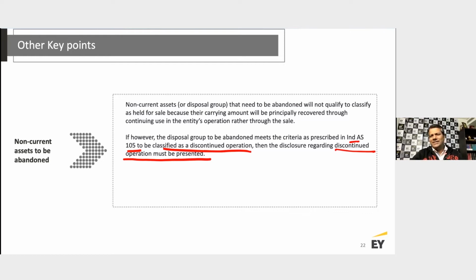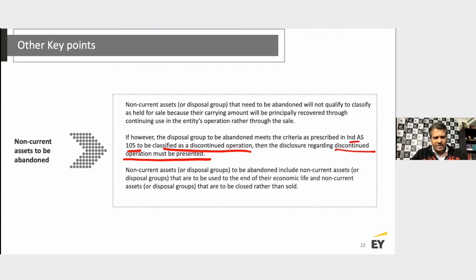I would say it is extremely rare for an asset group which you intend to abandon. That means you're not able to monetize it, and it is still so relevant in your scheme of things that it represents a separate major line of business or geographical area of operation. That looks to me like an extremely rare situation. Non-current assets to be abandoned include non-current assets that are to be used to the end of their economic life, and non-current assets that are to be closed rather than sold, right? All of that, in a way, is covered here.